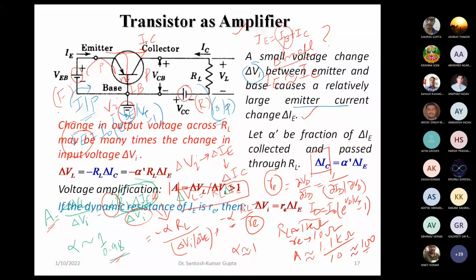So ultimately we see here that the gain we can get because of the transistor action is that almost the same amount of emitter current change we can see in the collector current also, at the output, and this makes it possible to have a gain.